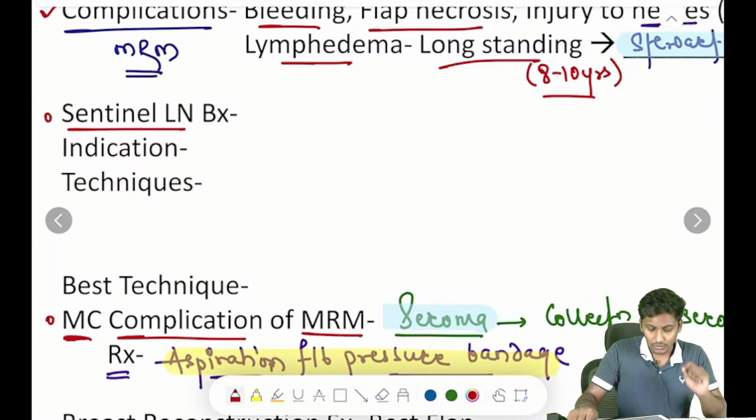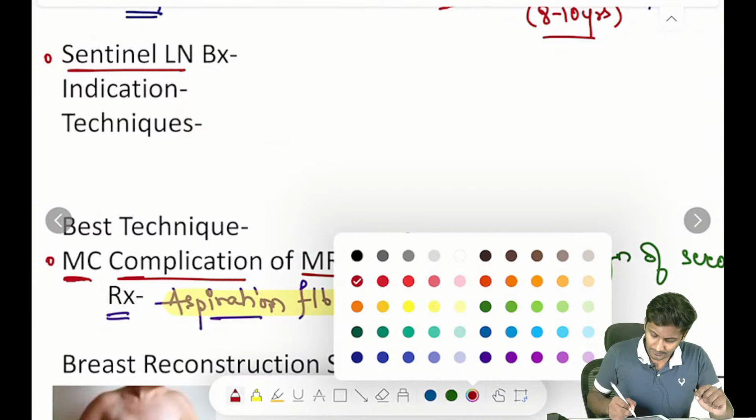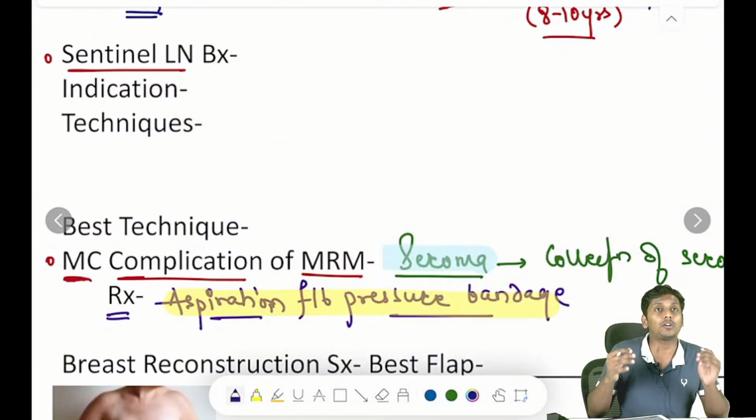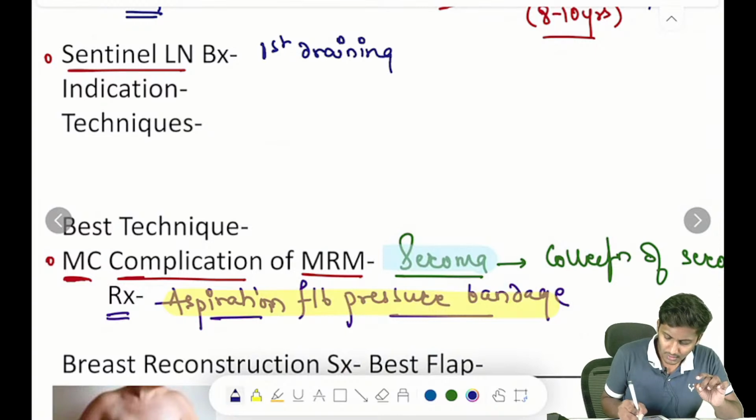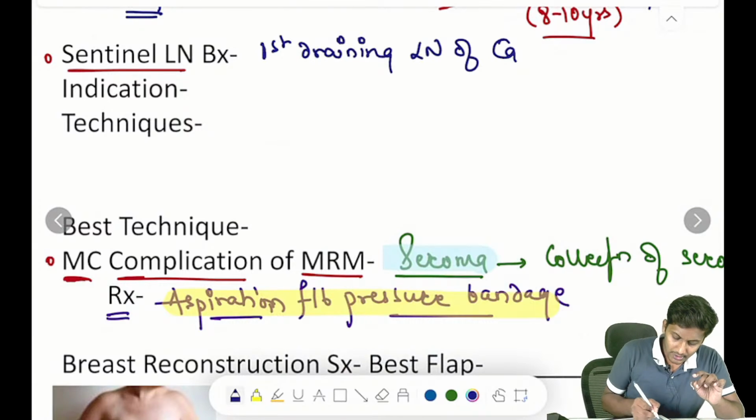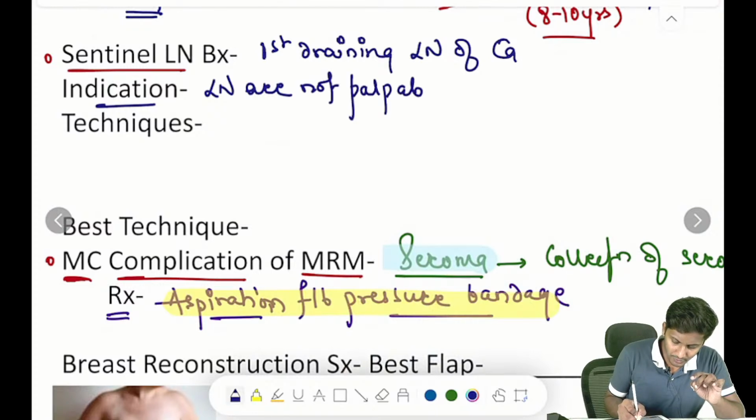Got it? So now for sentinel lymph node biopsy, what is done? There are two techniques that we can use, or we can use the combination of both techniques as well. So sentinel lymph node biopsy, first of all, what is the indication? I've told you, where lymph nodes are not palpable. What is the sentinel lymph node? First draining lymph nodes of a cancer. Indication is what? When the lymph nodes are not palpable, you have to go for a sentinel lymph node biopsy to see whether they are involved or not.